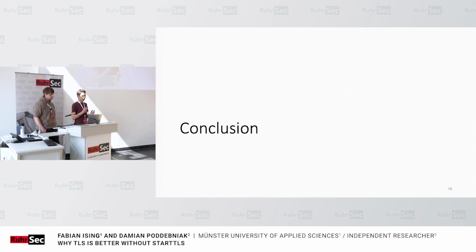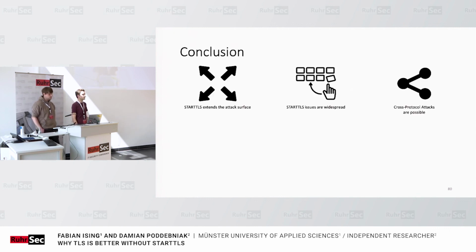So let's tie this all up. In conclusion, we found that compared to implicit TLS, STARTTLS adds attack surface to email protocols without adding anything of value, really. Furthermore, we found that STARTTLS implementations in both servers and clients have widespread issues, hinting at systemic problems with STARTTLS. As we have shown, the effect of this vulnerability is not limited to STARTTLS, but also allows for cross-protocol attacks, for example, against HTTPS and implicit TLS versions of these protocols. We conclude that TLS is better without STARTTLS, and STARTTLS should be avoided where possible.